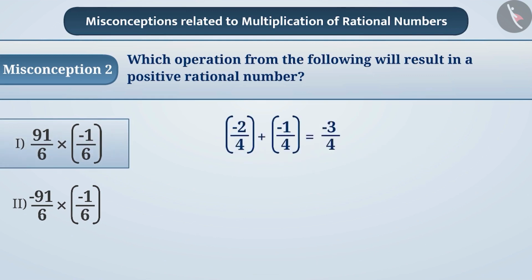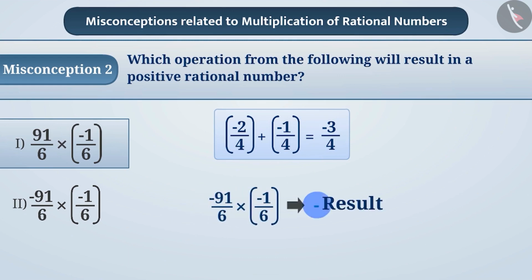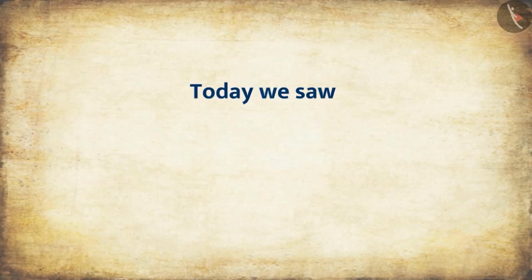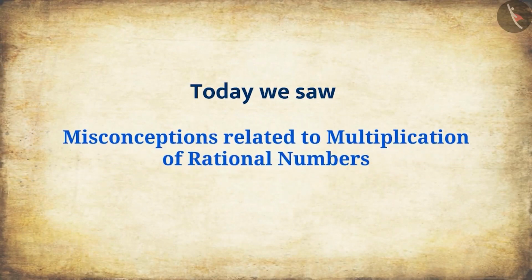The sum of two negative rational numbers is negative. Some children consider this understanding to be true for multiplication as well and believe that the product of two negative rational numbers is also negative. Therefore, they start accepting option 2 as an incorrect answer. But the correct understanding is that the product of two negative rational numbers is always a positive rational number. Hence, the correct answer is option 2. Today, we saw certain misconceptions related to the multiplication of rational numbers.